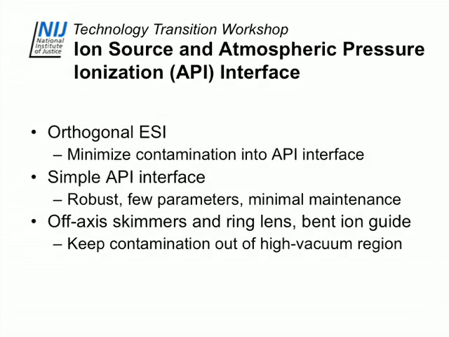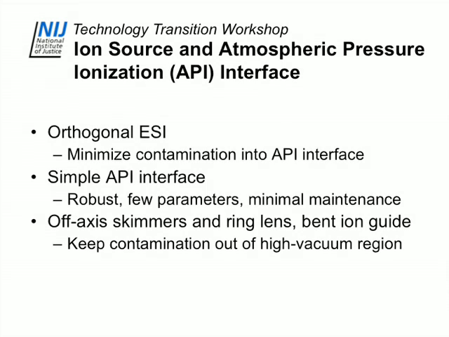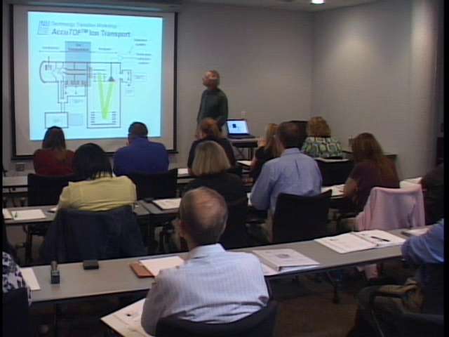Okay, if you use the electrospray source, it's orthogonal. That comes with the system, but that sprays perpendicular to where the ions go in, so all of the spray and salt and everything gets sprayed right down to the bottom. We have a pretty simple interface. There are very few parameters. This region will be one of the two parameters you change on a routine basis. And the fact that everything's off-axis keeps the contamination out of the high vacuum region.